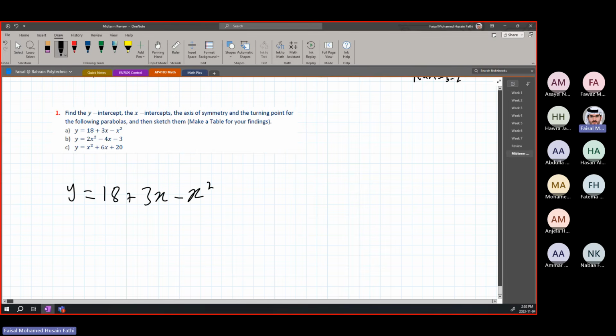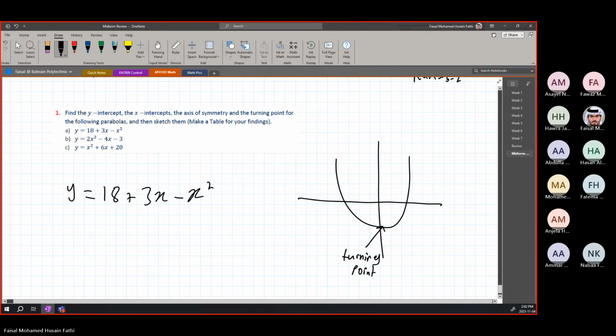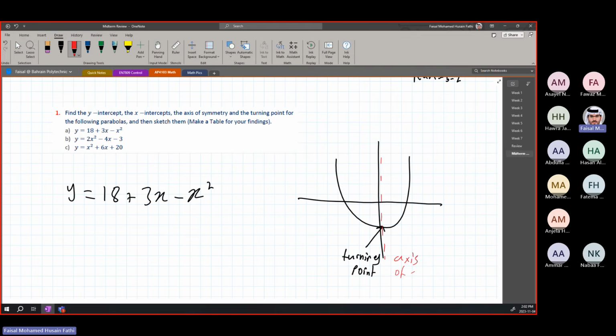Just a reminder, a parabola is like this. This is what is called the turning point. The line going straight through the parabola, splitting it in half, is called the axis of symmetry. And it's in the shape of a U or an N.